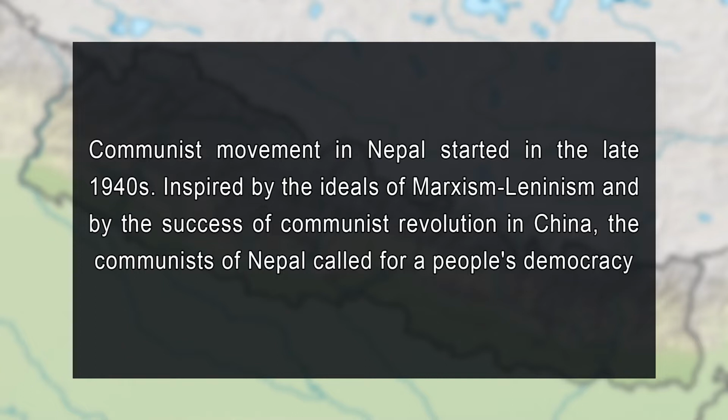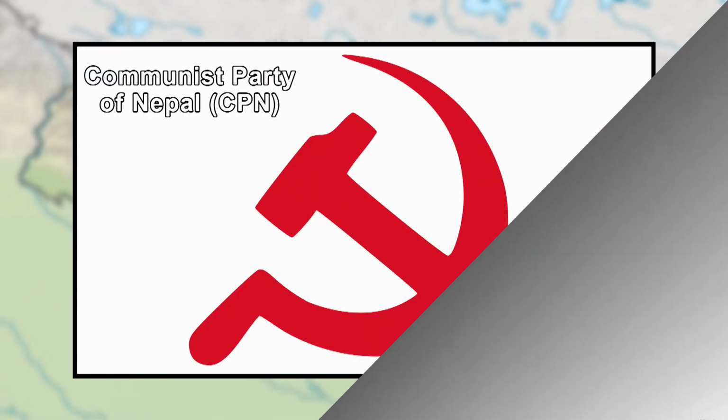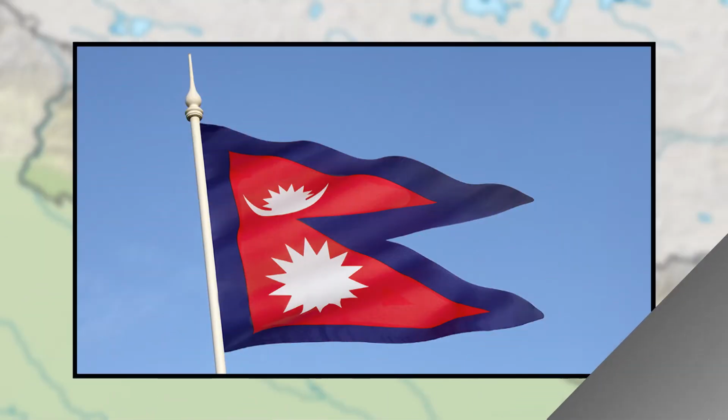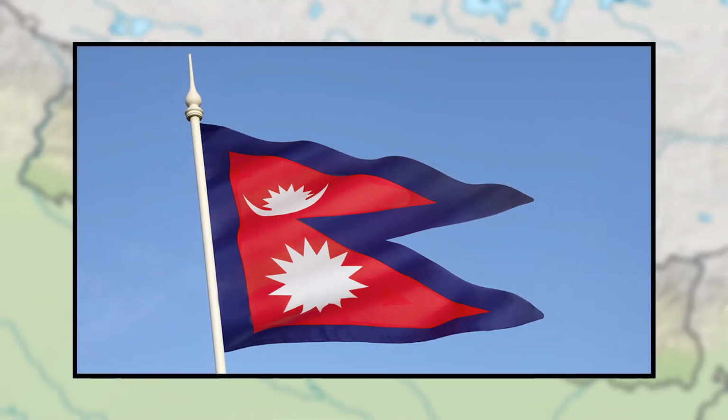The communists of Nepal called for a people's democracy. It is pertinent to mention here that the Communist Party of Nepal, CPN, formed towards the late 1940s, in its first official handout published in April 1949, declared that Nepal should strive for a people's republic following the Chinese model. If necessary, an armed struggle should be launched in order to achieve this goal.